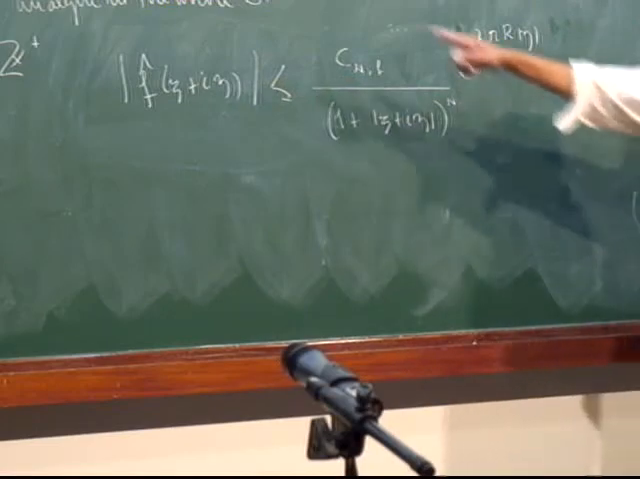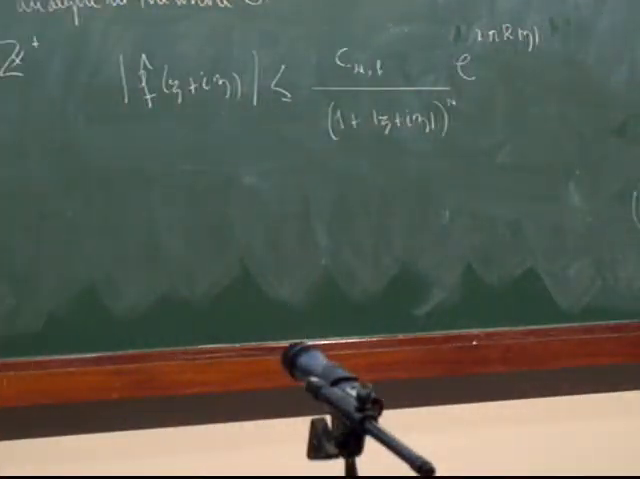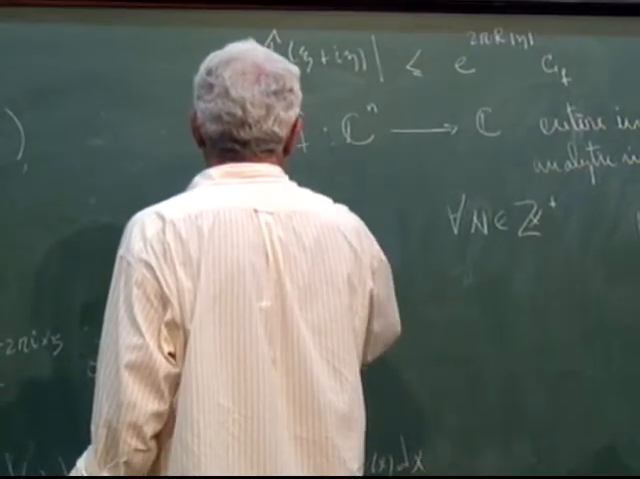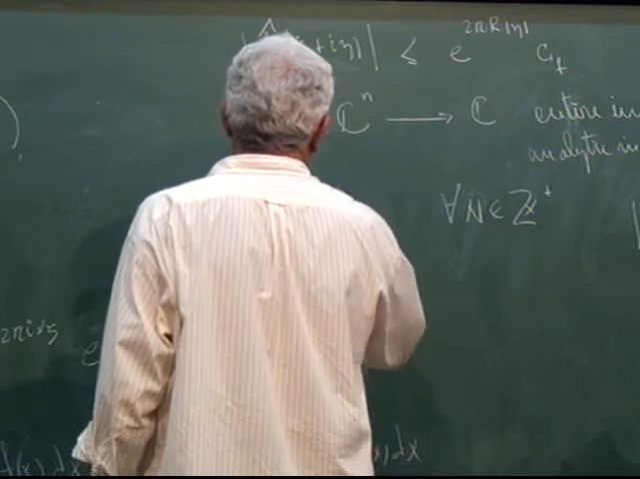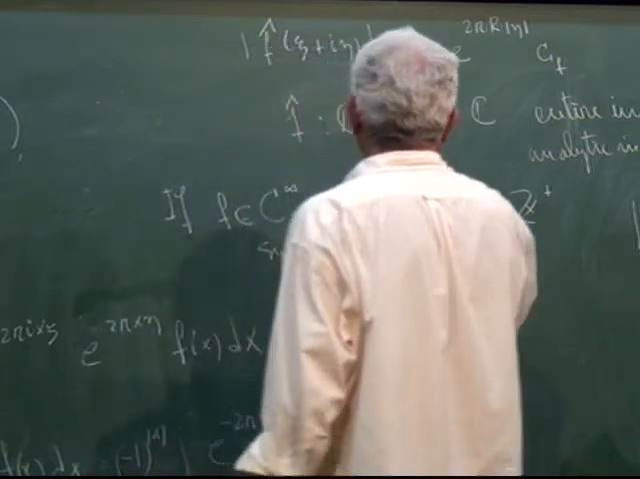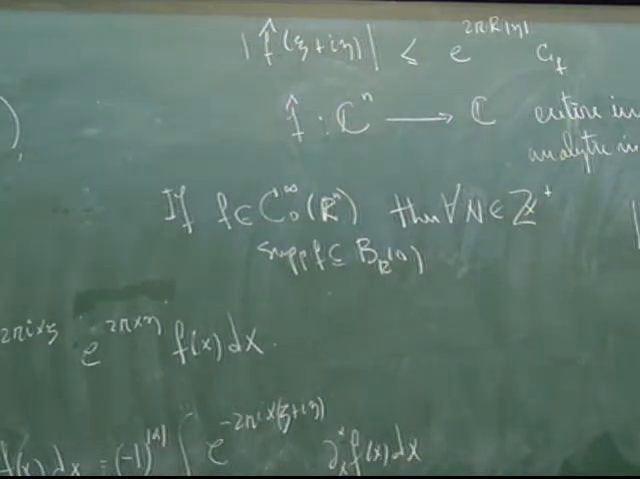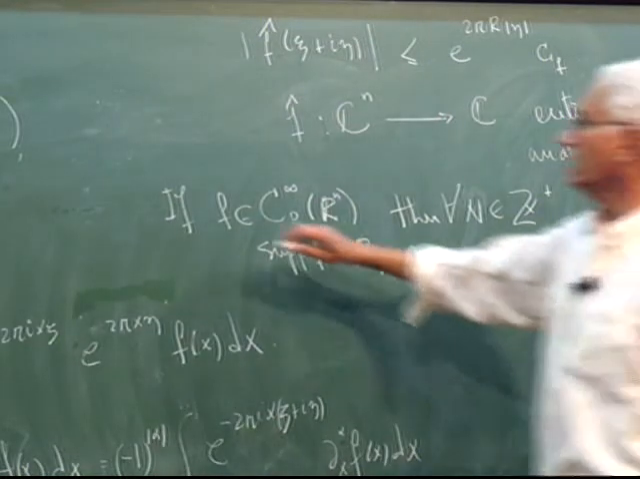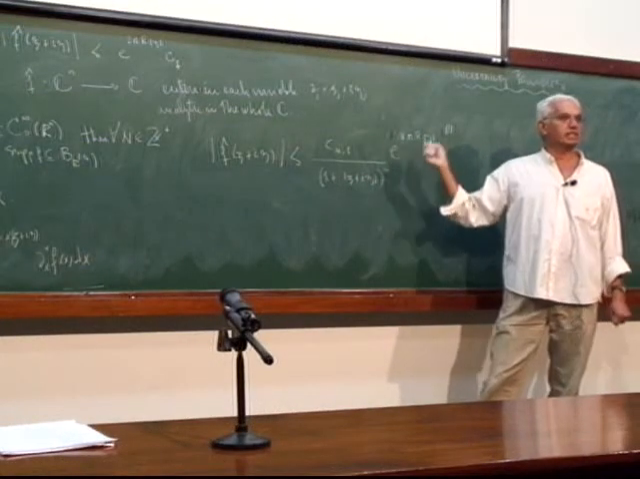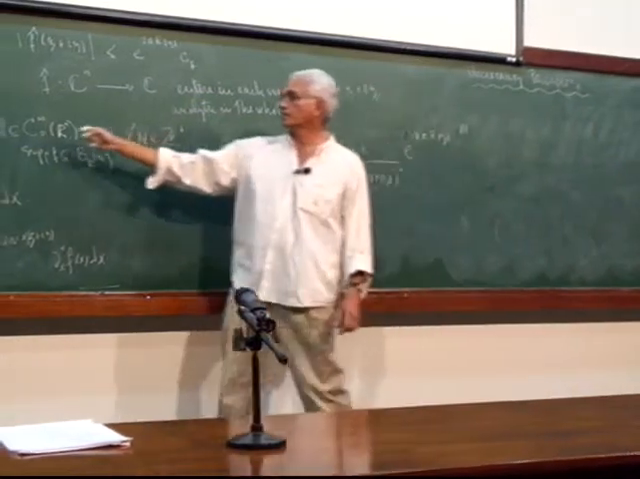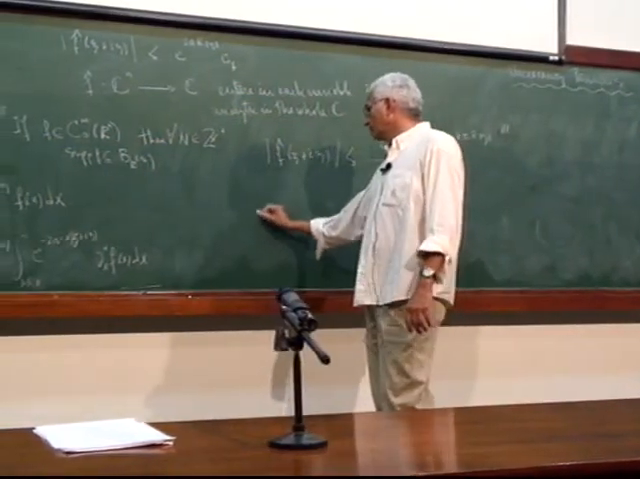This is the theorem that says if f belongs here, and the support of f is in this ball, then for all this you have this. The nice part of this theorem is that it's if and only if. If you have an entire function that satisfies this, it's going to be the Fourier transform of a function that has this support. Let's do the converse.